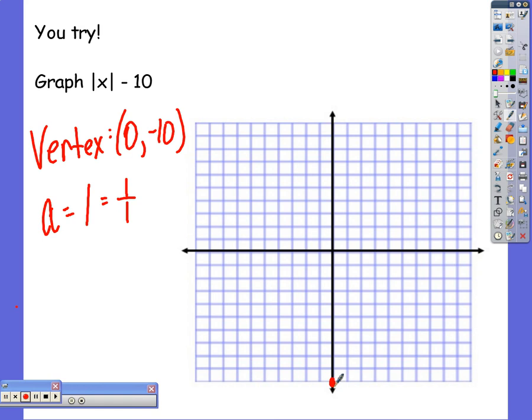And our a value is 1. So we go up 1 to the right one, up 1 to the left one. From those, we can go up 1 to the right one, up 1 to the left one. Okay? So we get that nice V shape.